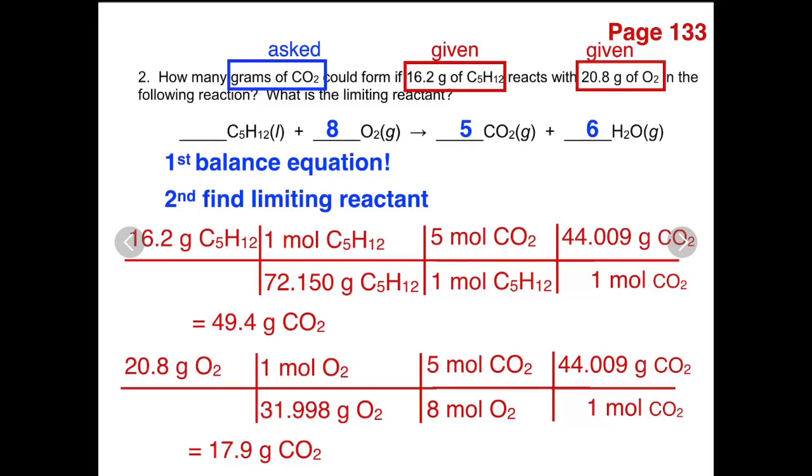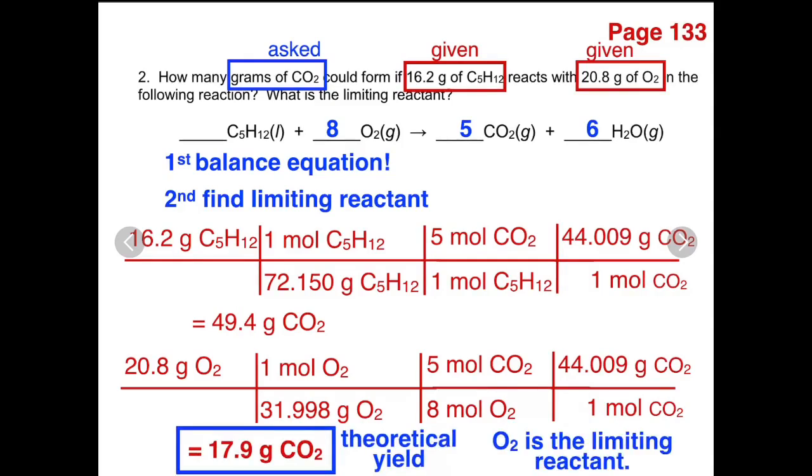The next question is, which one exactly would be the amount of grams of CO2 that could form? Do you choose the maximum amount, the highest amount or lowest amount, or should we combine them together? The answer is only 17.9 grams of CO2 can be made. The reason is that you have a limited amount of oxygen. Oxygen is the limiting reactant that limits the amount of product.